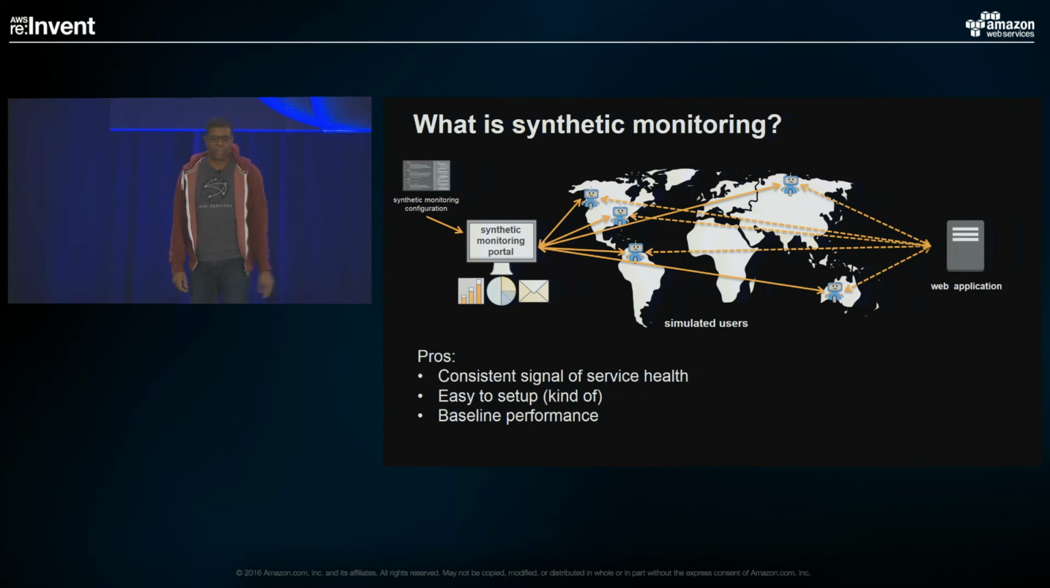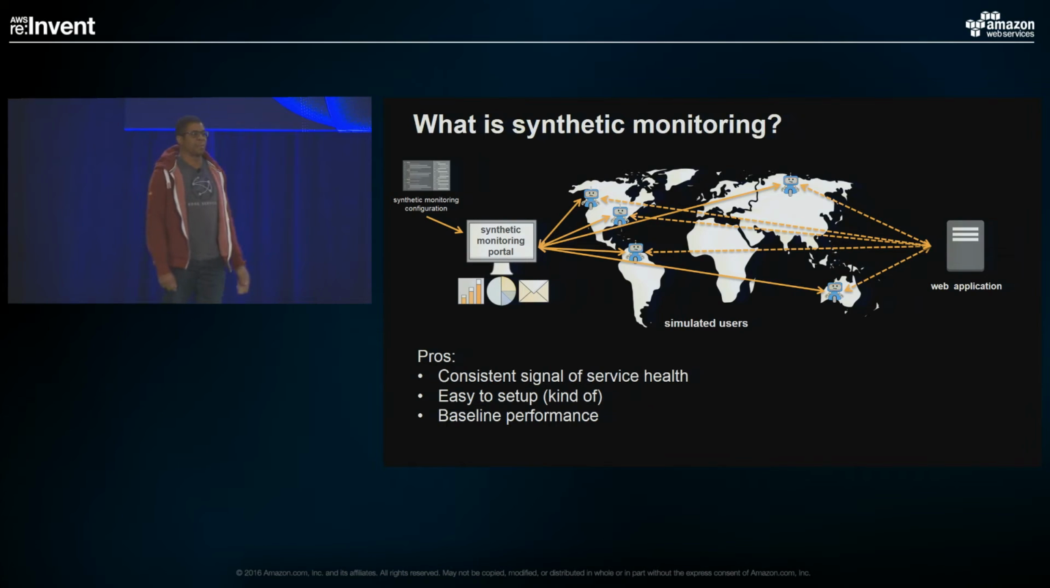So what are some of the pros of this? You can get consistent signal as to the health of your service. It's easy to set up generally. This can be as simple as spinning up an EC2 instance in every region, setting up a curl on a cron job every 5 minutes that's detecting what the status code is of your application.